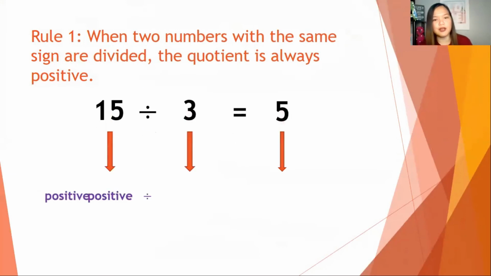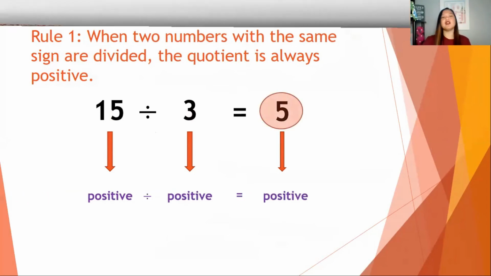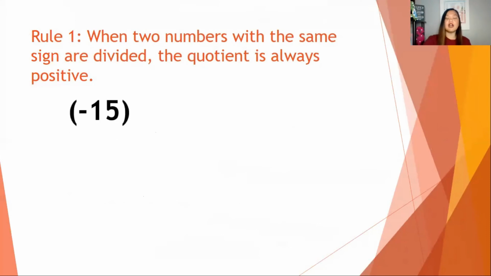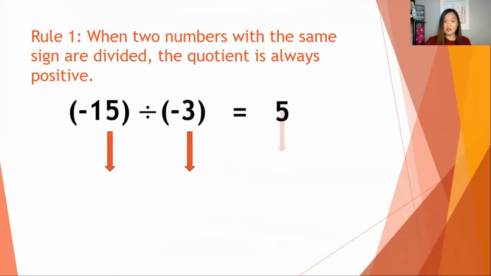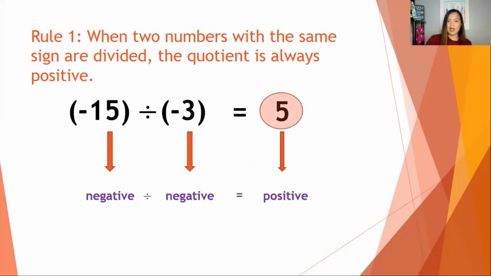Okay, so if we have a positive number divided by a positive number, they have the same sign, meaning your answer is positive. Next example, if we have negative 15 divided by the negative 3, and we know that it's positive 5 because a negative number divided by another negative number, the answer is a positive number kasi magkapareho sila.